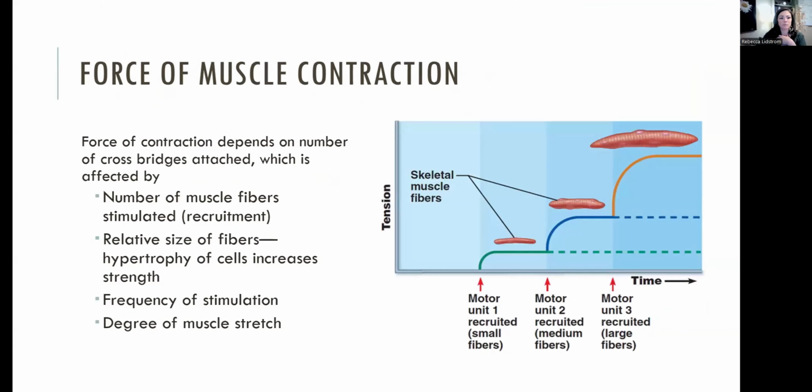There's also the event where there's too much overlap and we aren't able to get a forceful contraction. Somewhere in between is going to be this just right, where we have just the right amount of actin and myosin cross bridges to allow a forceful contraction. Brings us to this idea of the degree of stretch of muscle.